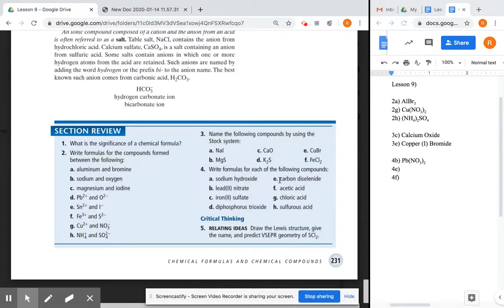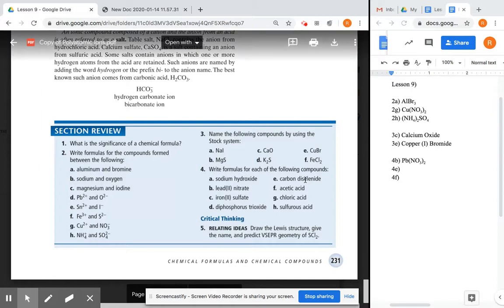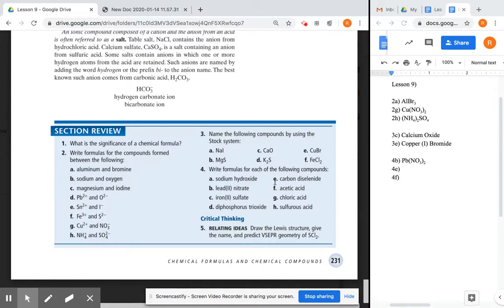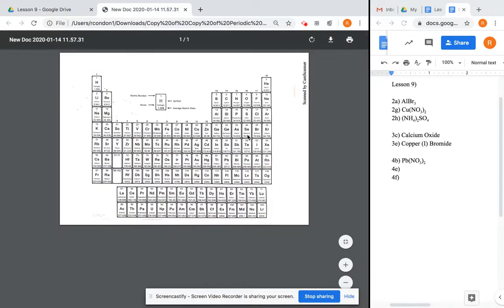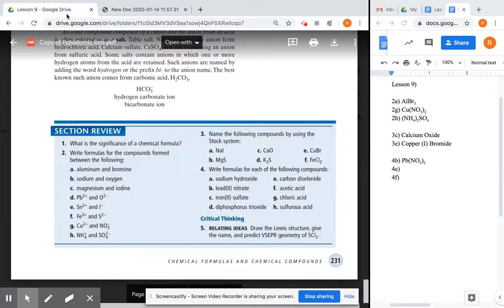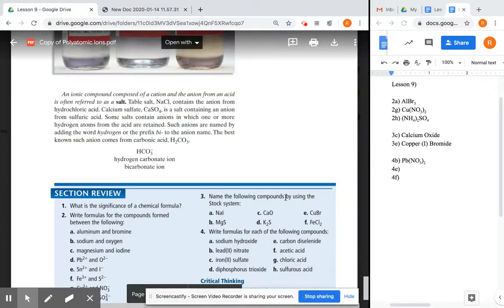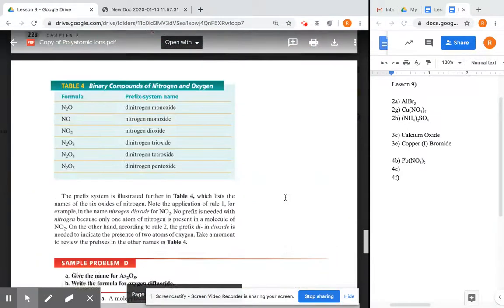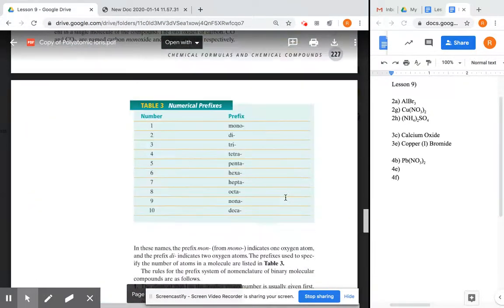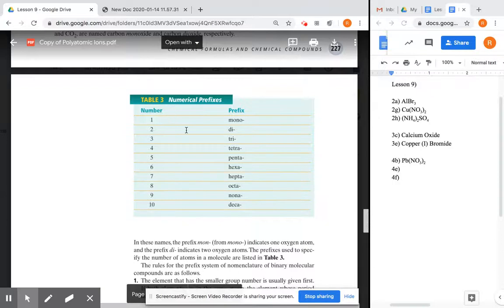4E is going to be carbon diselenide. Okay, so this is what we get in a molecule with no metals. We have carbon and selenium. So let's find out where these things are. Selenium is right here, and we have carbon. Remember, di is a prefix meaning that there's 2. You're going to find that list of prefixes right here. Di means 2, okay?